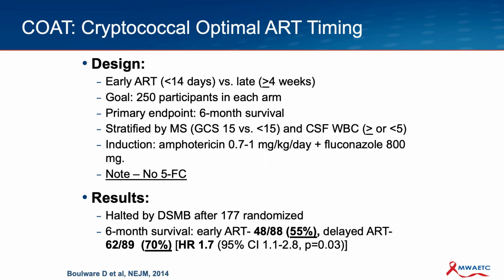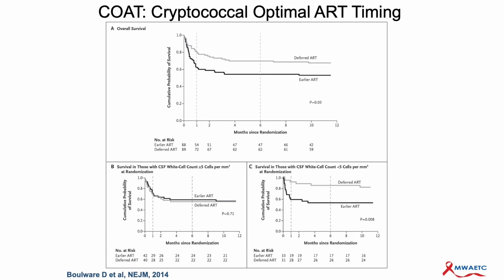The patients who got ART started early had a survival of only 55%, while those who got it late, 70% survival. And again, these are the Kaplan-Meier curves for the overall population. You can see the ones that had ART deferred had better survival. And this is the individuals who had less severe crypto, paradoxically, with more white cells in their CSF, not very much different. For the patients that had bad crypto, which paradoxically is associated with low CSF white cell count, they did much better if their ARV therapy was deferred.